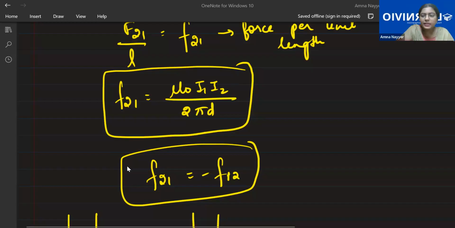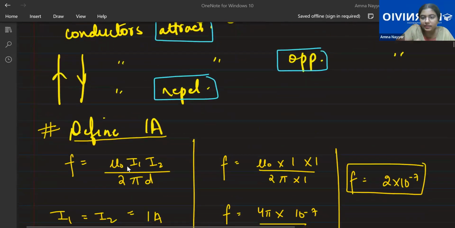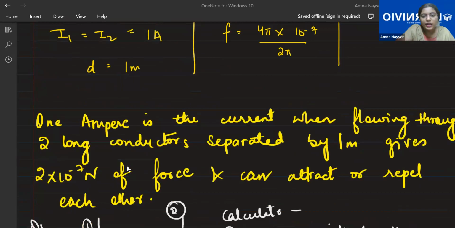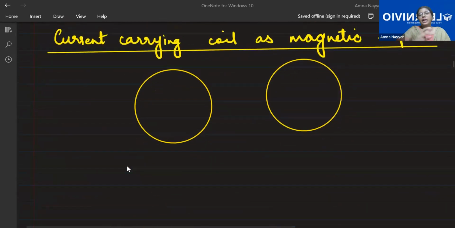See, we have come. Zainab, do take the class notes at least from the video lectures, so you'll have the materials at least with you. So we have completed this entire topic now: current carrying coil as a magnetic dipole.